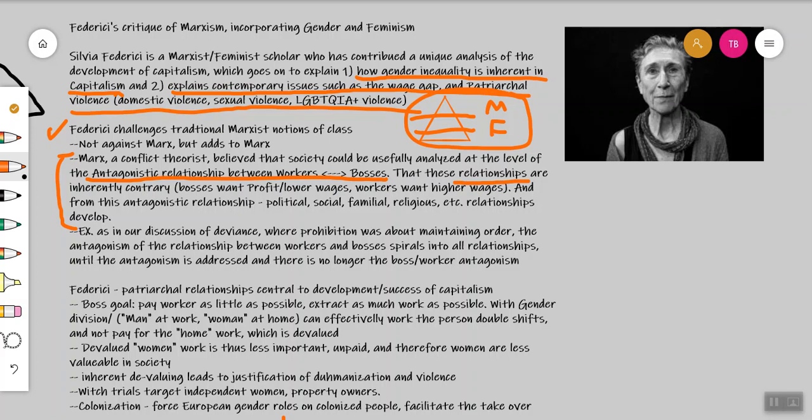And as we talked about, put very simplistically, bosses essentially want to make profit and have lower wages, while workers want higher wages. So this is the antagonism between workers and bosses in a very simplistic sense. And Marx would go on to argue that this antagonistic relationship, this initial relationship here, goes on to affect a bunch of different parts of society.